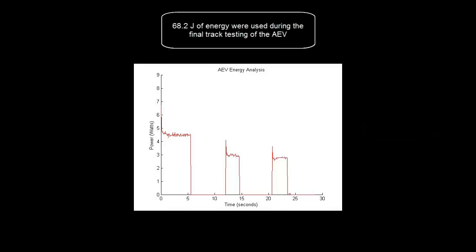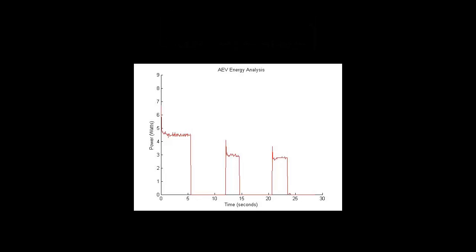This graph shows the efficiency of our AEV over the time it ran on the track. The energy used is shown here. Overall, this project is a great way to learn about teamwork and the engineering design process of brainstorming, testing, assessing, and making changes. We would like to thank the Ohio State University Department of Engineering, our professors, GTAs, and UTAs for making this project possible.